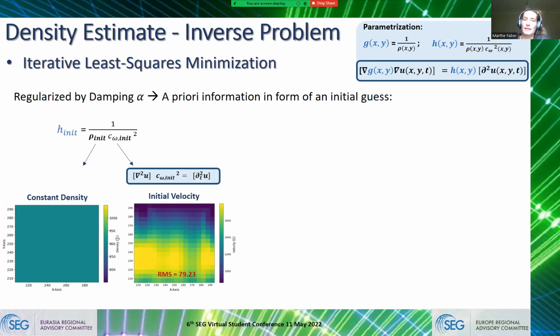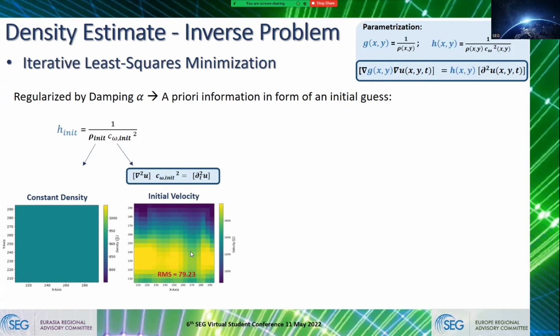And as an initial guess for the density, I chose homogeneous constant one in order not to bias the system towards any structural heterogeneity. And as an initial velocity guess, I took the output from the traditional Helmholtz wave equation inversion. So we do not have any density information yet.